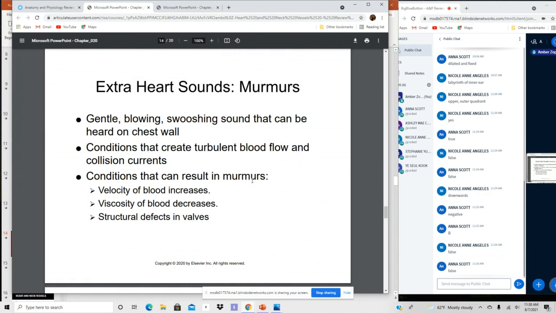Conditions that create turbulent blood flow and collision currents can cause murmurs. Conditions that can result in murmurs are conditions that increase the velocity of blood, decrease the viscosity or the thickness of the blood, or structural defects in the valves. As an example, something that decreases the viscosity of the blood is anemia, where there are not as many red blood cells present and the blood is not as thick. In someone with anemia, you might hear a murmur.